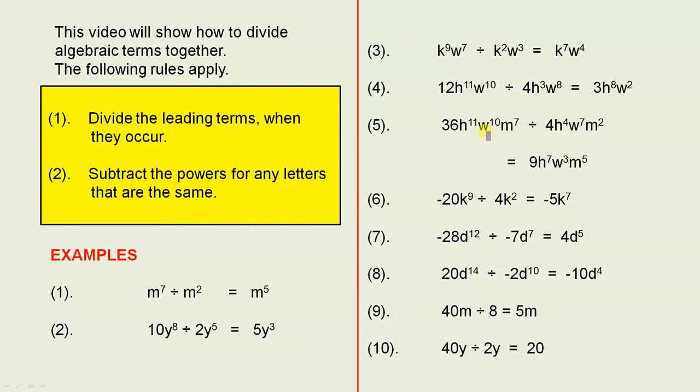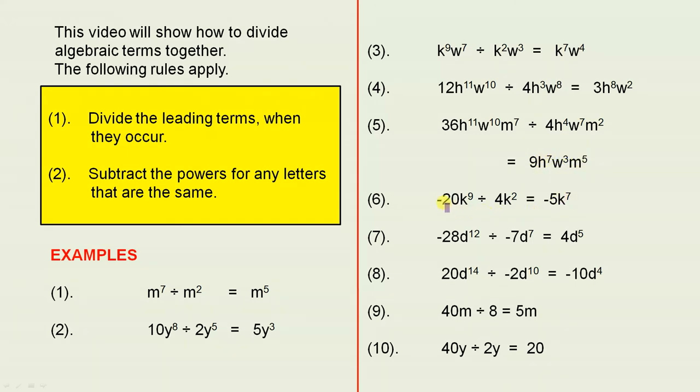For the next one, we have a little bit more involved because we have 3 letters here, 1, 2, 3, and then another 3 there. The leading terms are 36 and 4, so when we do that division, that gives us 9. And then you take each letter in turn and you subtract the indices. Take the w, subtract the indices, take the m, and subtract the indices. And that will give you that answer.